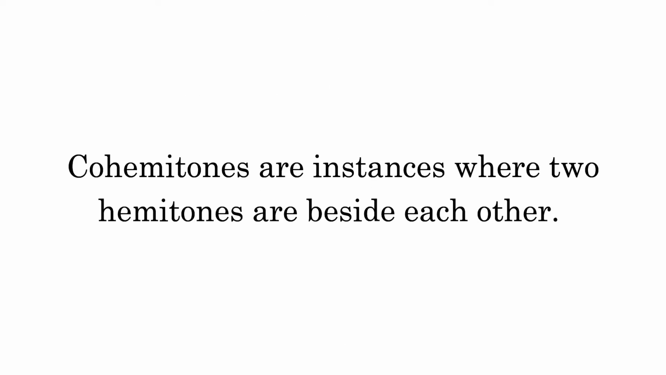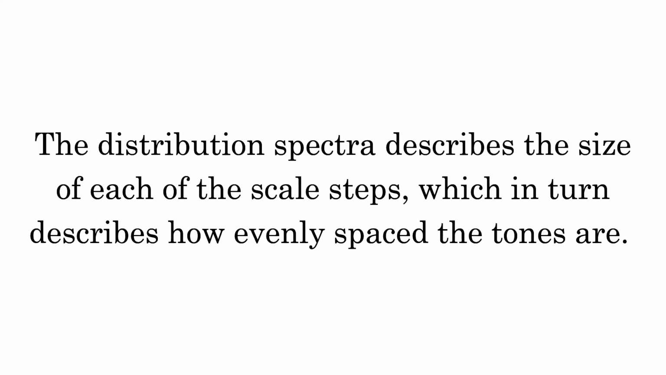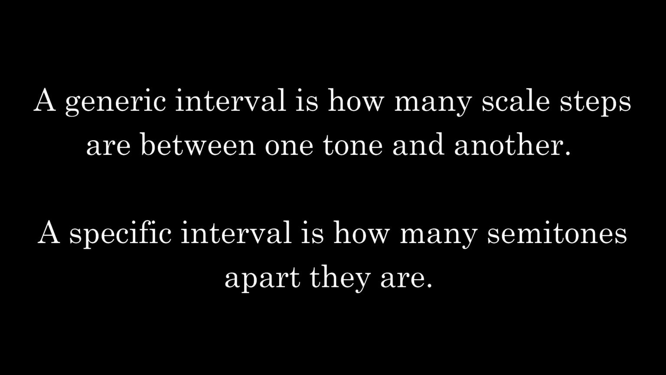Here, cohemitones are instances where 2 hemitones are beside each other. This scale has no cohemitones. The distribution spectra describes the size of each of the scale steps, which in turn describes how evenly spaced the tones are. A generic interval is how many scale steps are between one tone and another. A specific interval is how many semitones apart they are.